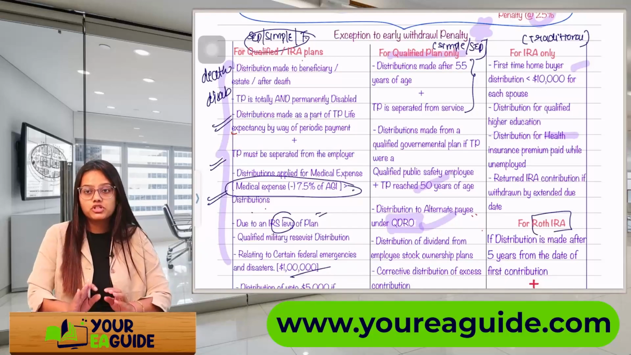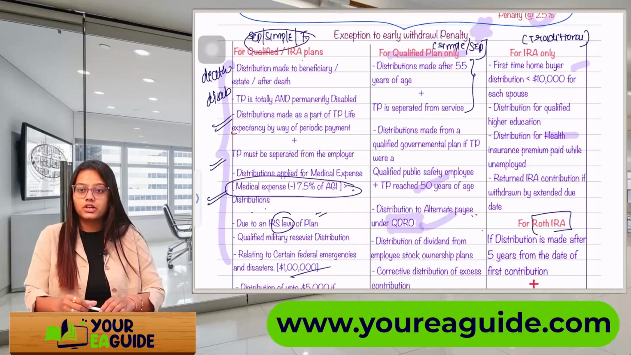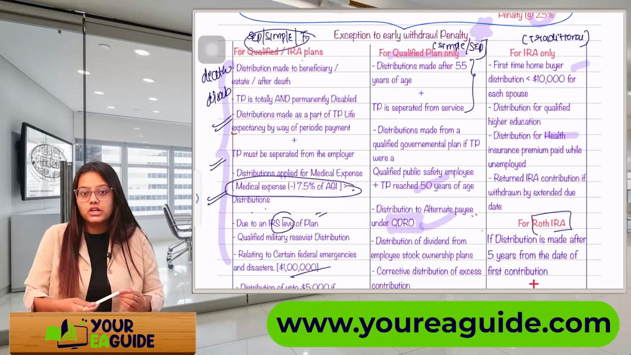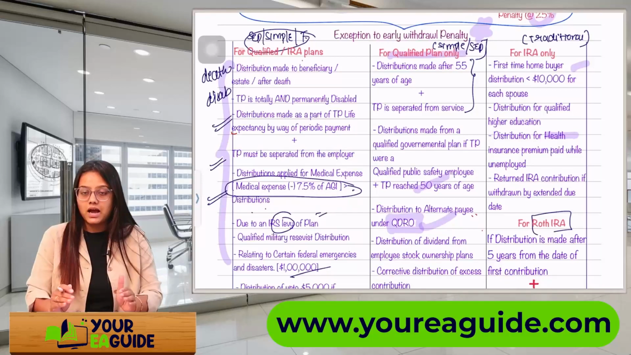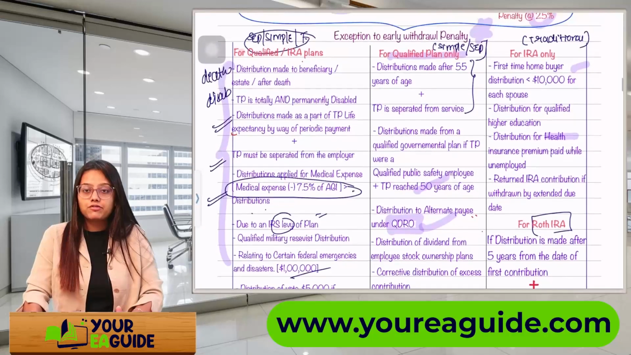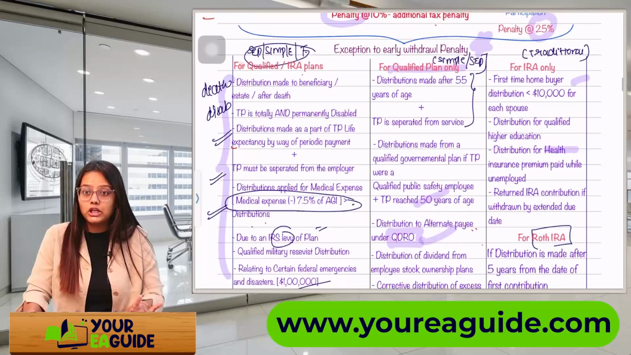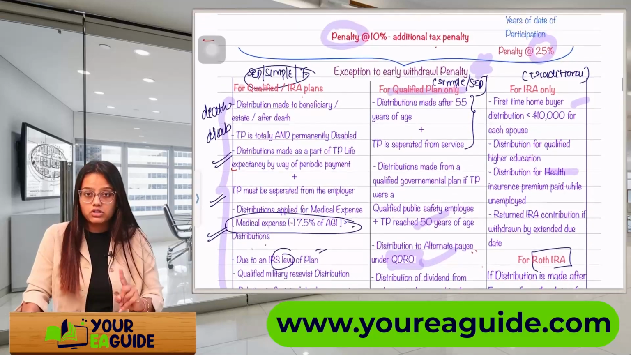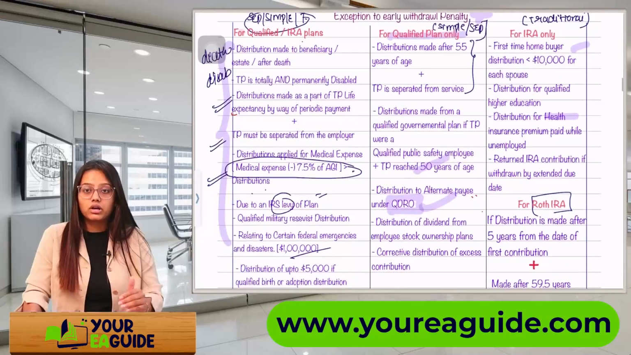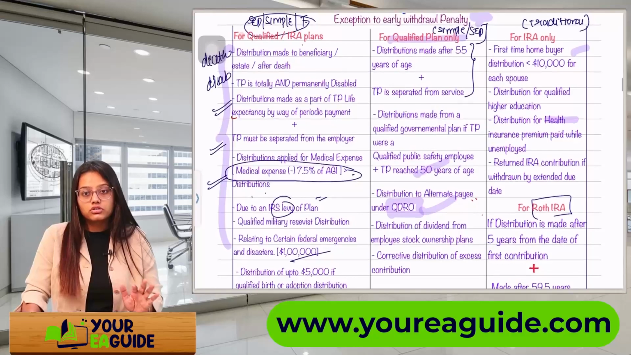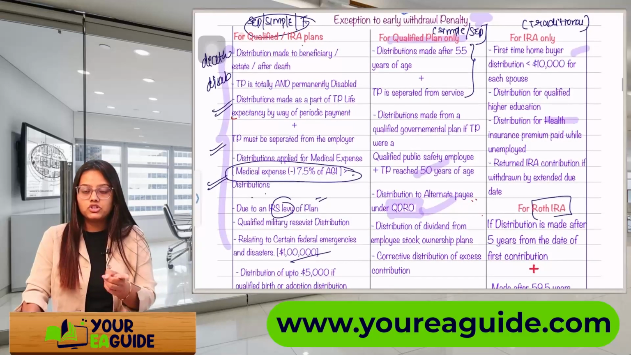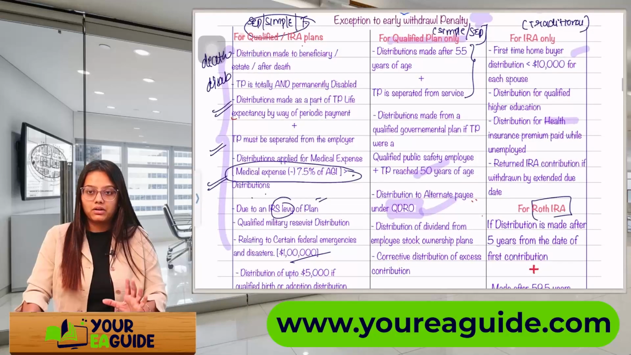Okay, distributions for qualified higher education. If you're going to pursue some higher education, you can take the contribution from this IRA account without penalty. There is no limit on it. Okay, the third one is, if you're going to pay a health insurance premium while you are unemployed. If a taxpayer or spouse is unemployed and they are not able to pay their health insurance premium, but they have a lot of balance in the IRA account, so they will start withdrawing from the IRA account at the time when they are unemployed. They will pay the insurance premium from that account.